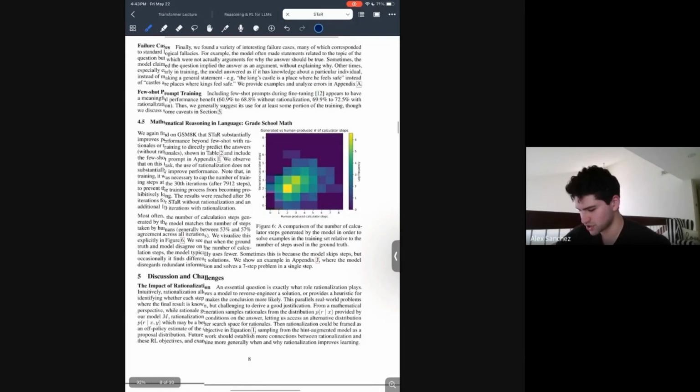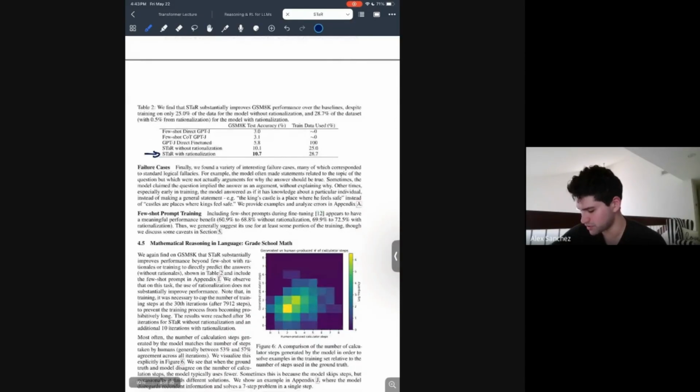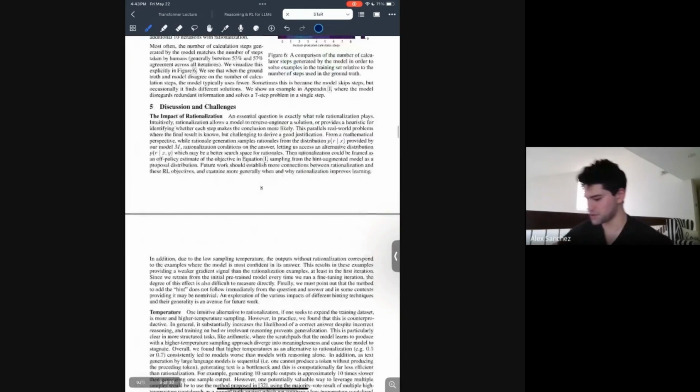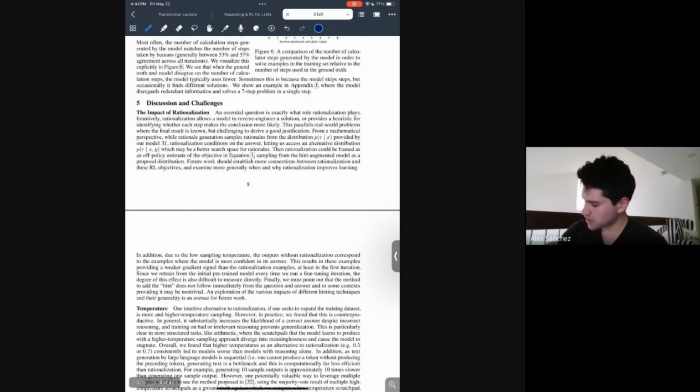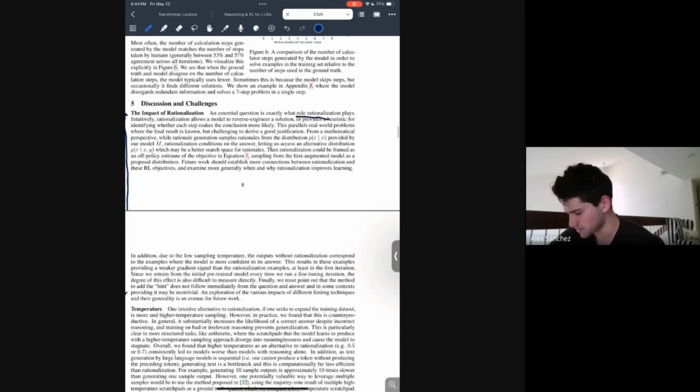Now, going into discussions, here you could see more of what they talked about with the responses or with the findings. But let's go into the discussion of this paper, some challenges. Fundamentally, we have to discuss some of the assumptions that they made in this paper, explicitly rationalization. So again, an essential question is the role rationalization plays.